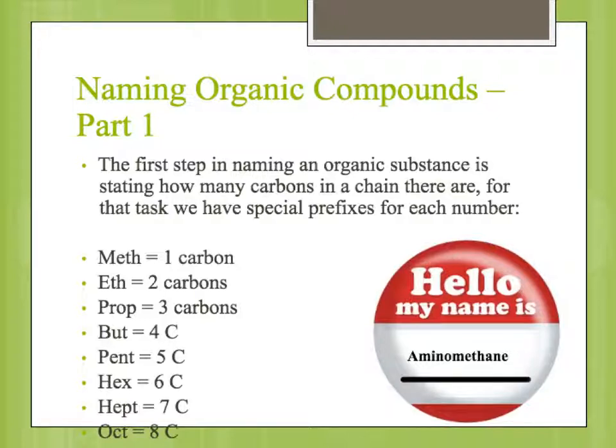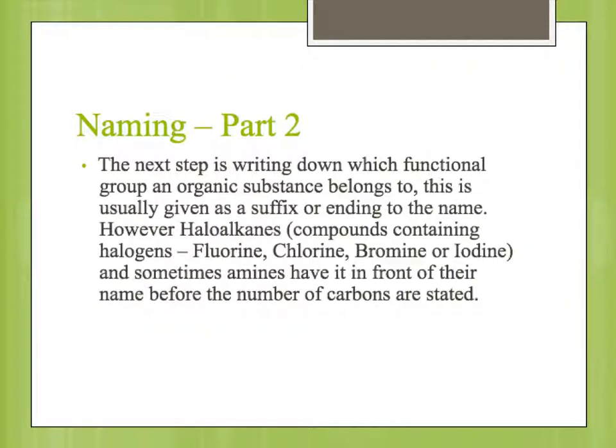You only need to know how to name up to 8 carbons, so these are really important. Okay, meth, eth, prop, but, pent, hex, hept, and oct. You will get better at them as time goes on. The other part to it is there are often other prefixes that come to the front of the name, so just take care with that.